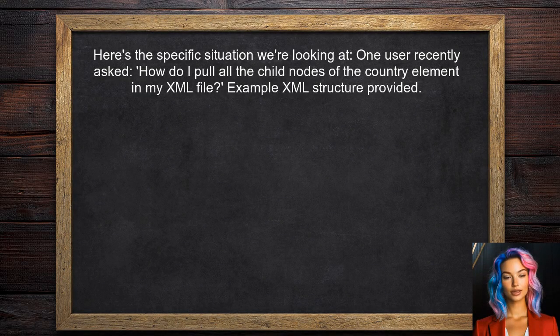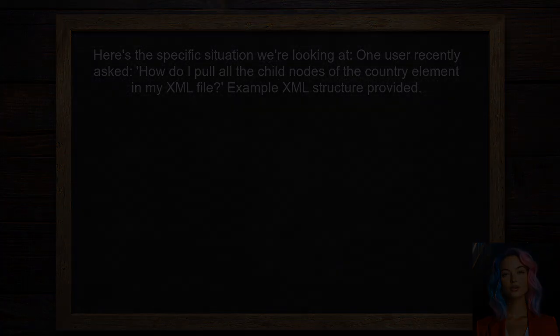Here's the specific situation we're looking at. One user recently asked, "How do I pull all the child nodes of the country element in my XML file?" They provided an example XML structure and wanted to know how to get the output as a list of child node names. Sound familiar? Let's tackle this together.